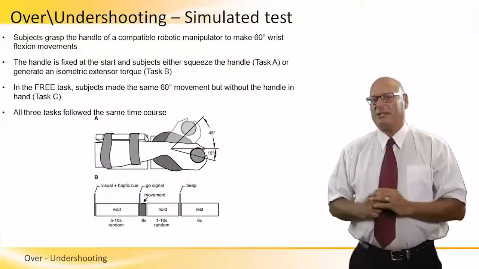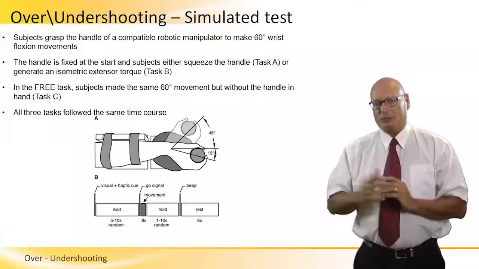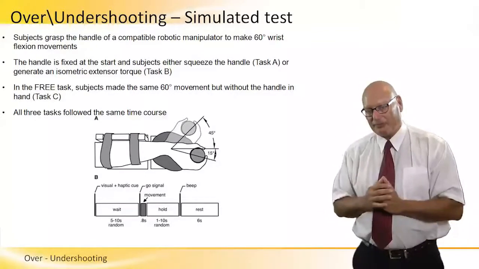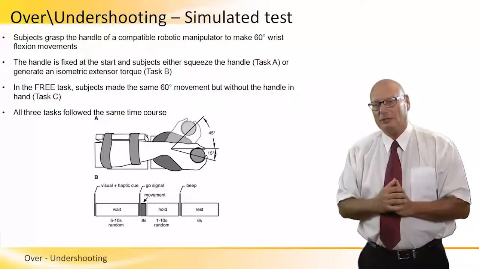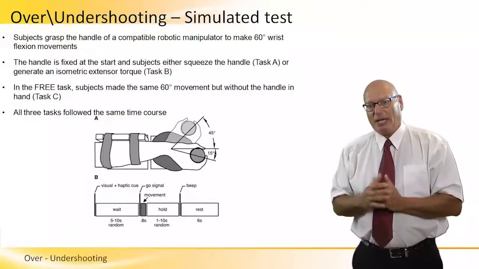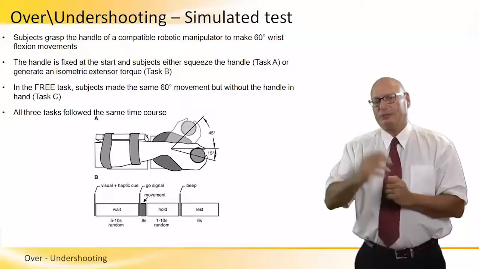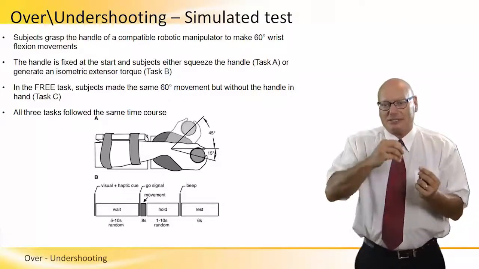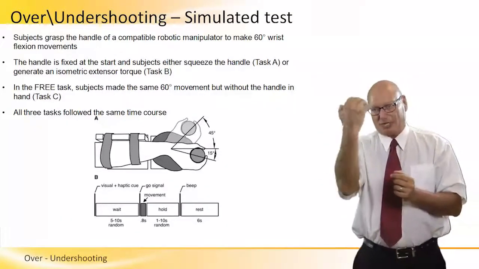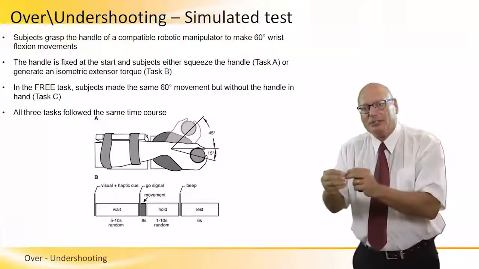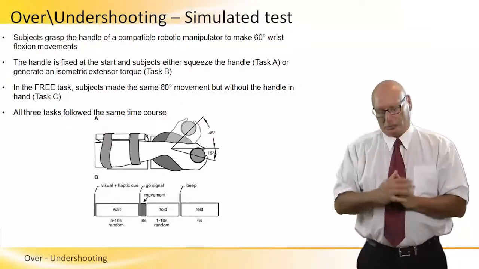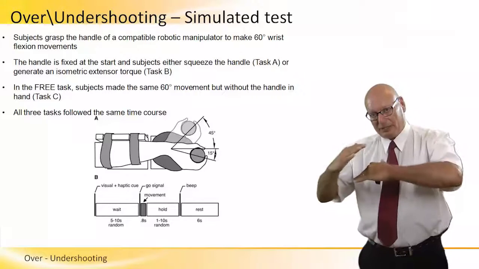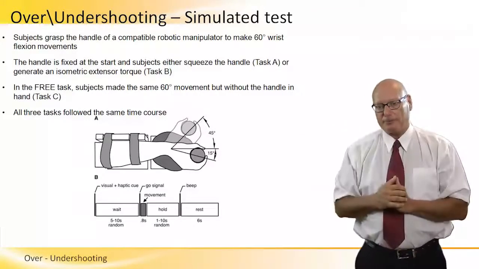And this is a simulated test of overshooting and undershooting. We will see the difficulties and how to actually deal with it. We just took a humanized hand in order to simulate a test. Let's say that this hand has basically two tasks. The handle is fixed at the start, and the subject either squeezes the handle, which is task A, or generates an isometric exterior torque, task B. Altogether, the angle should be 60 degrees, and it's divided into 15 and 45.